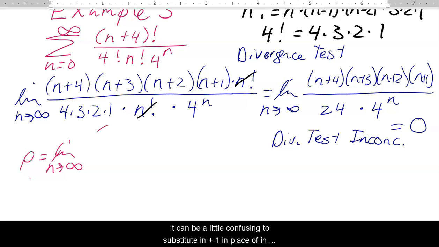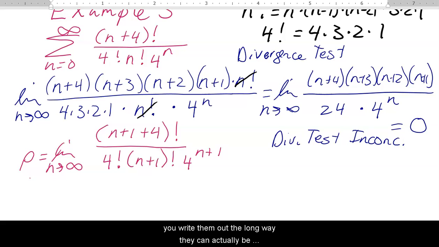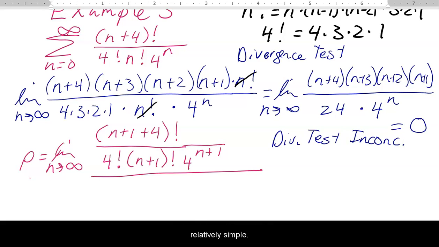It can be a little confusing to substitute n plus 1 in place of n when I already have n plus 4. I recommend that you go ahead and take an extra step and write it out without doing it in your head, just to make sure you don't make a mistake. It's very easy to make mistakes in these kinds of problems, but if you write them out the long way, they can actually be relatively simple.